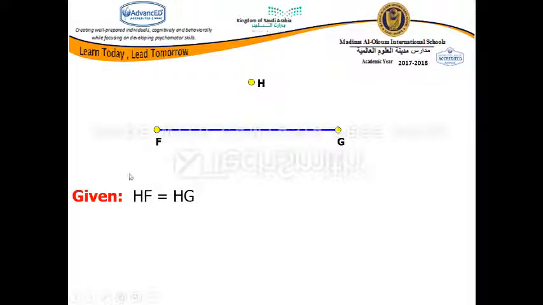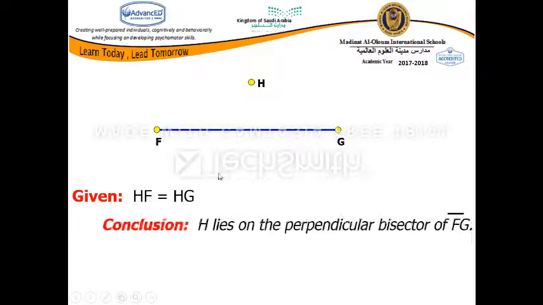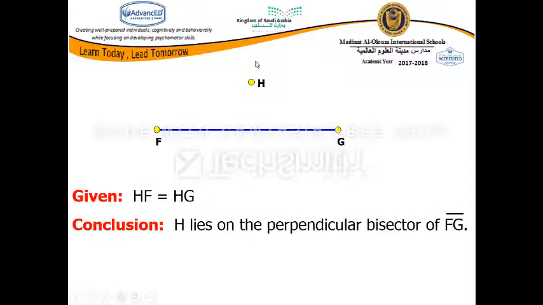Here, looking at this example, we are given HF equals HG, and we have line segment FG. What about this H? According to our theorem, H lies on the perpendicular bisector, because it is equidistant from the endpoints of the line segment FG.